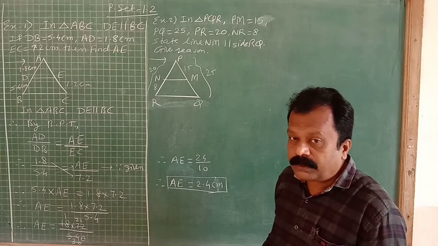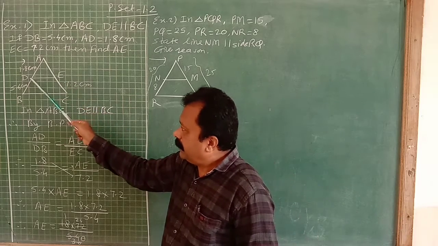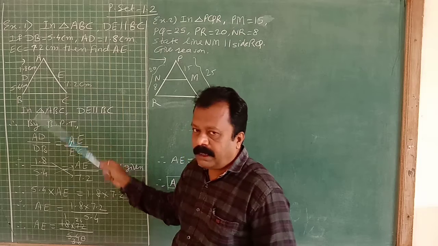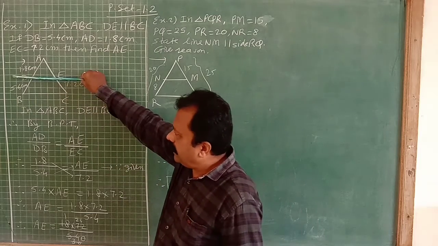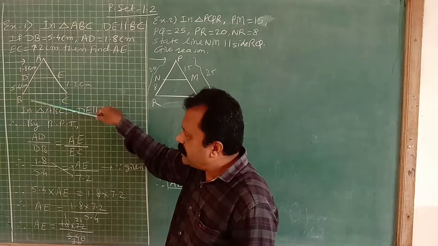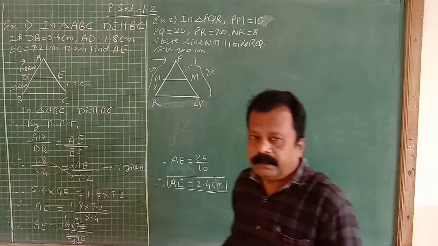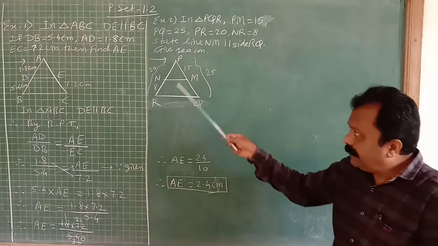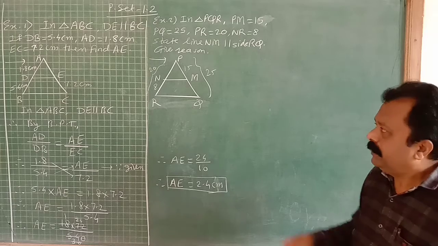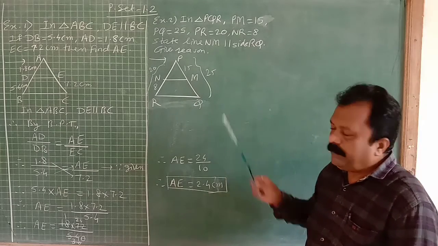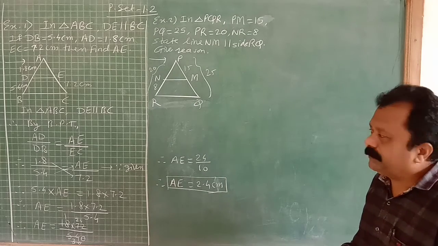But in the converse of BPT, if the ratios of the remaining sides are in proportion, then the given line intersecting those two lines is parallel to the third side of the triangle. This is about the converse of BPT. We have to use the converse of BPT here, because the values of the segments are given.